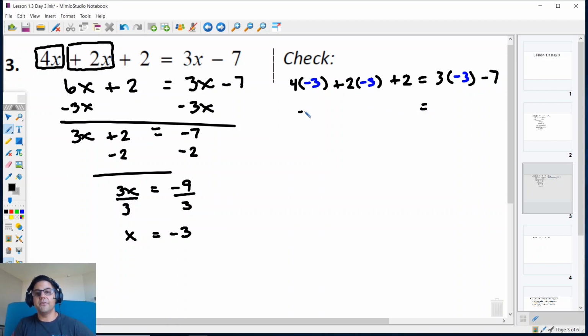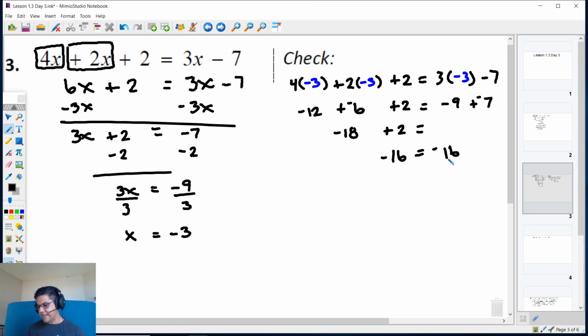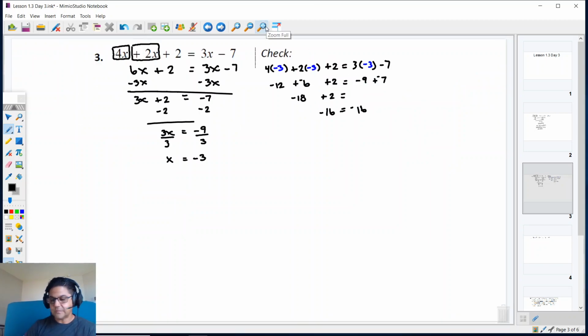4 multiplied by negative 3 is negative 12. 2 multiplied by negative 3 is negative 6, plus 2. So negative 12 subtract 6 is negative 18, because you could really do adding the opposite. And negative 18 plus 2 is negative 16. Over here, 3 times negative 3 is negative 9. Subtract 7, which is really adding the opposite, gives me negative 16. So the check is excellent. If you don't want to do that, I'll let you make that choice.